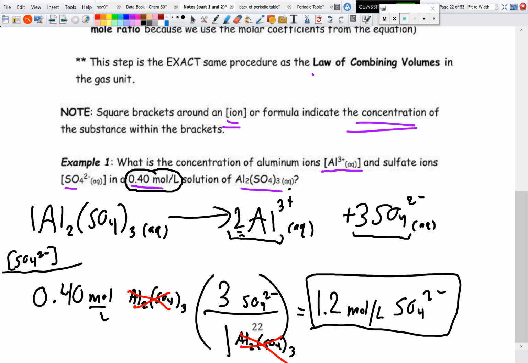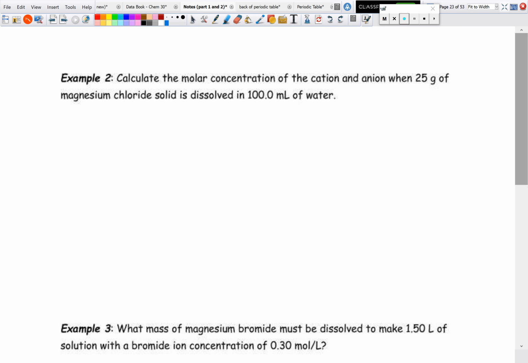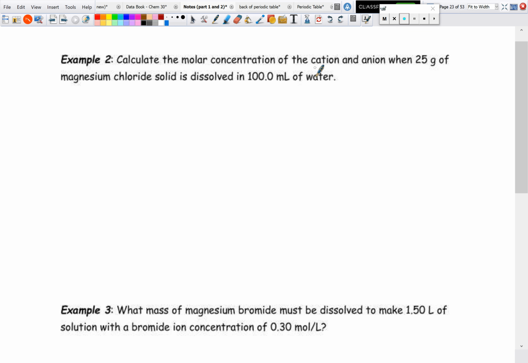Now, just a reminder, we can only do this concentration of ion step if we have concentration. So in our next examples, we're not going to have concentration initially. We're going to have a mass, but then we can solve for concentration. But you have to remember that this is the conversion factor that we need to pull off in order to solve for it.